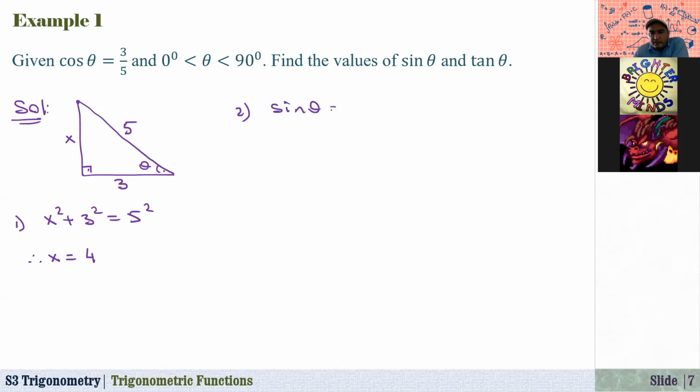And the second part: what is sine of theta? Sine of theta is equal to opposite side over hypotenuse. The opposite side is 4, so that is 4 over 5. And how about tangent of theta? Tangent of theta is opposite side over adjacent side. The opposite side is 4, and the adjacent side, which is touching the angle, is 3. So these are the values of sine of theta and tangent of theta.